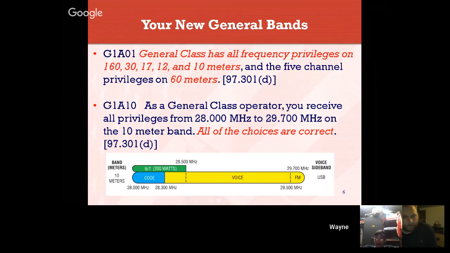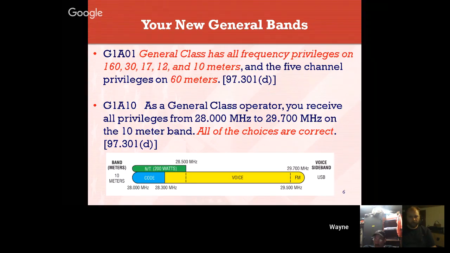One of the things to note on this little chart, however, and this is kind of interesting because I have used FM on 10 meters and used some FM repeaters for 10 meters. But that part on 29.5 megahertz to 29.7 megahertz is an FM or frequency modulation segment of the 10-meter band. There are 10-meter repeaters. You can look them up in the repeater directory. You can look them up online.